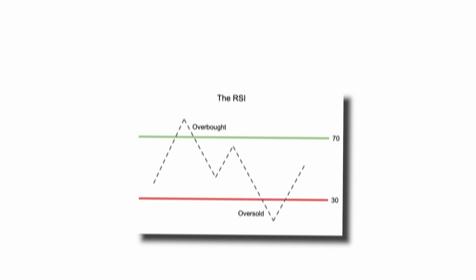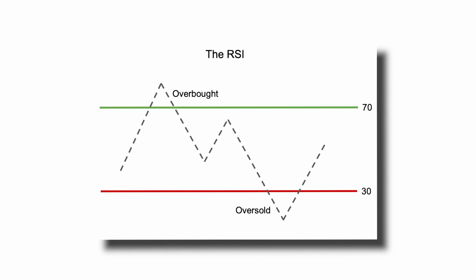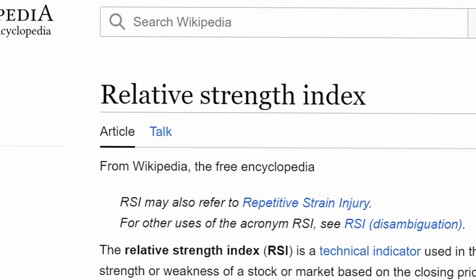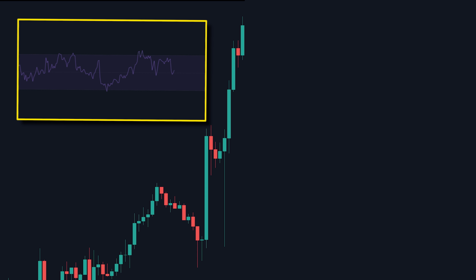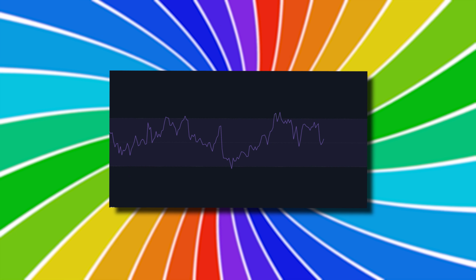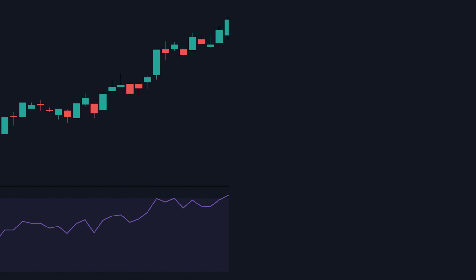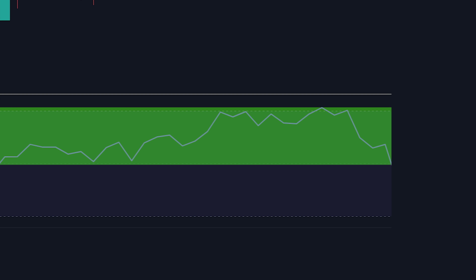The RSI actually wasn't made for finding overbought and oversold areas like how everyone uses it. It was actually made as a way to find strength. As the name suggests, relative strength index. So you can use the RSI for pullbacks. Now, when I started to use the RSI, I started to notice on very strong trends, the RSI would just live between 50 and 80.